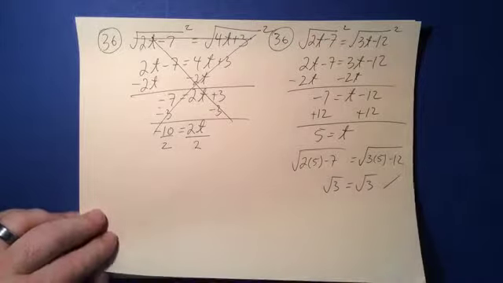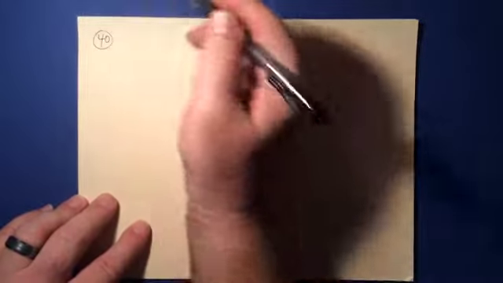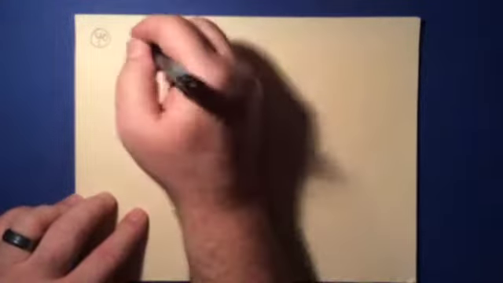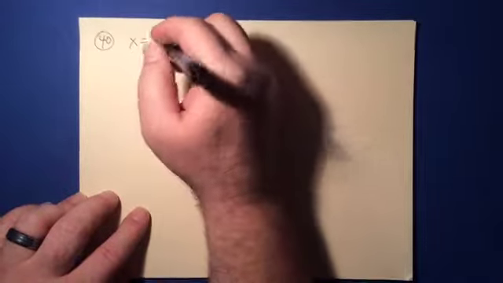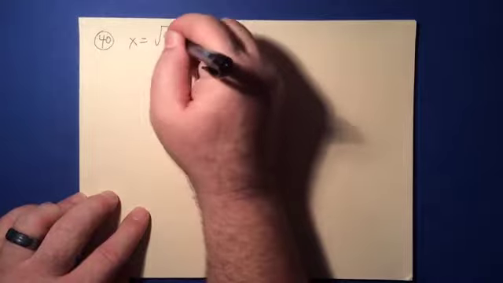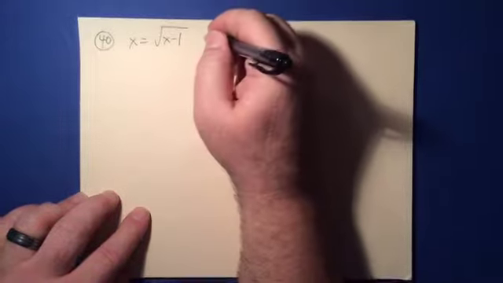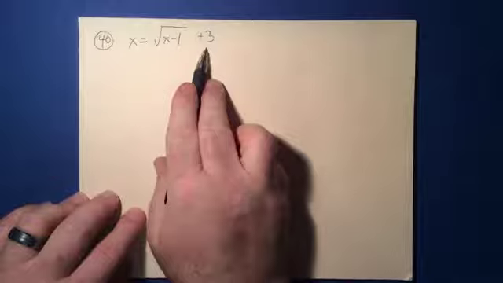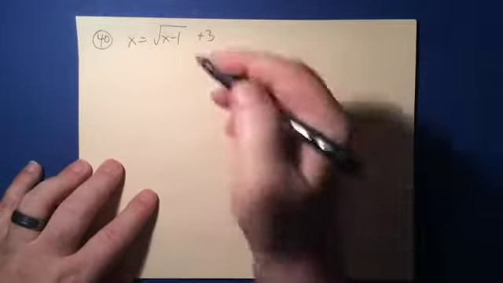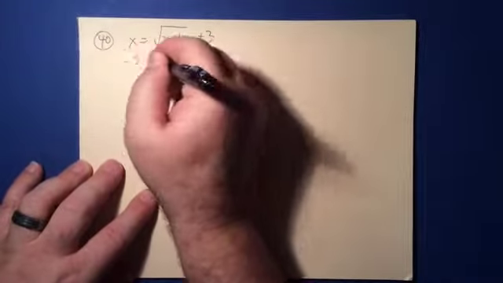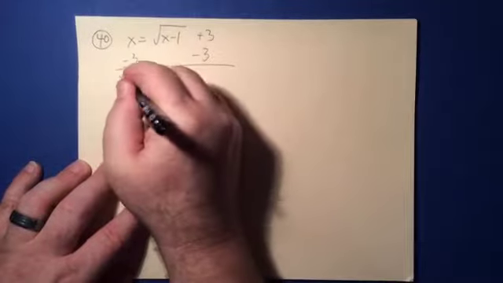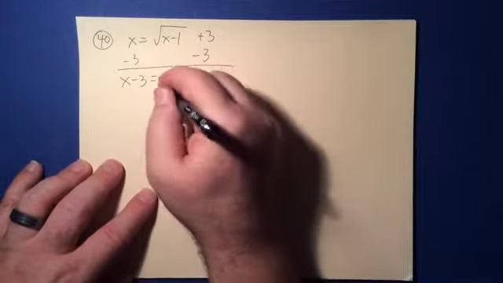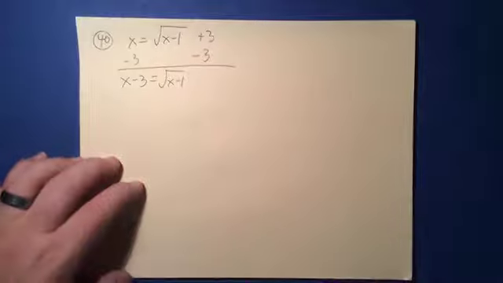Let's see what we do with the next problem, where this begins to get a little more complicated. Let's take a look at number 40. Here we have x equals radical x minus 1 plus 3. Notice here that the 3 is not under the radical, so I'm going to subtract 3 from both sides. What this gives me now is x minus 3 equals the square root of x minus 1.